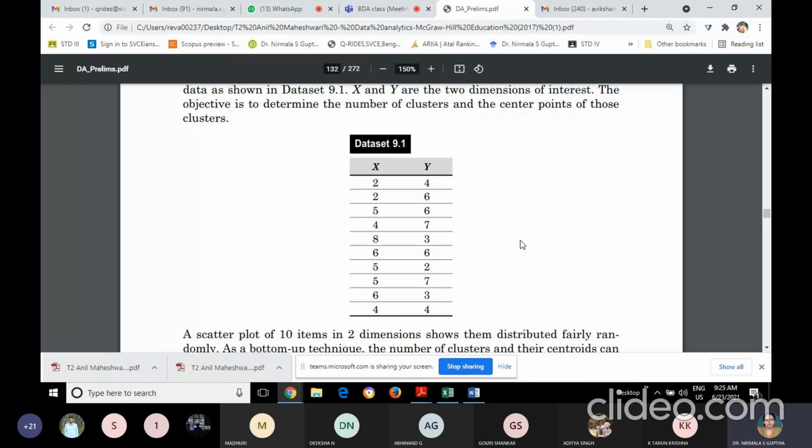Because I need to find out the distance, correct? So what is the biggest difference or distance you can make out from these two pair of values? Anybody? 2, 4. The distance is the difference.